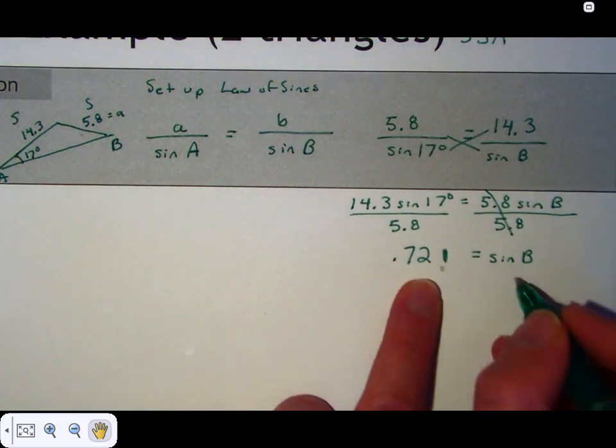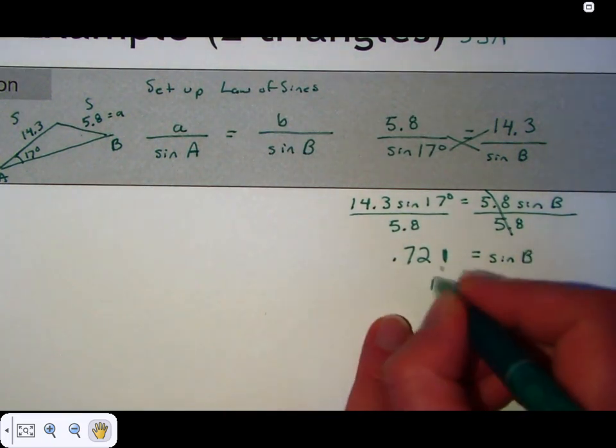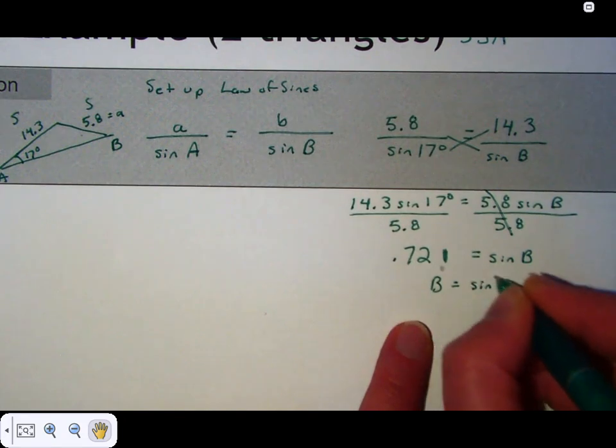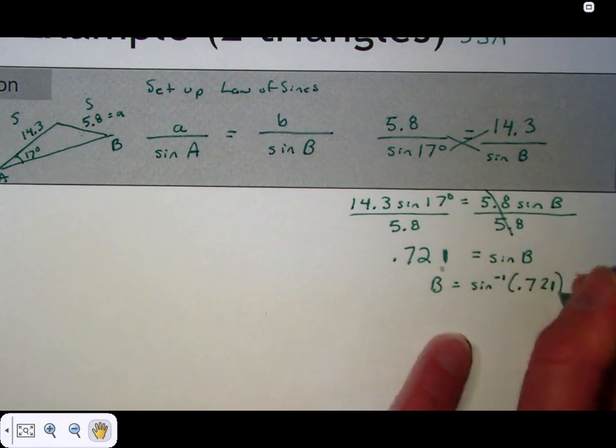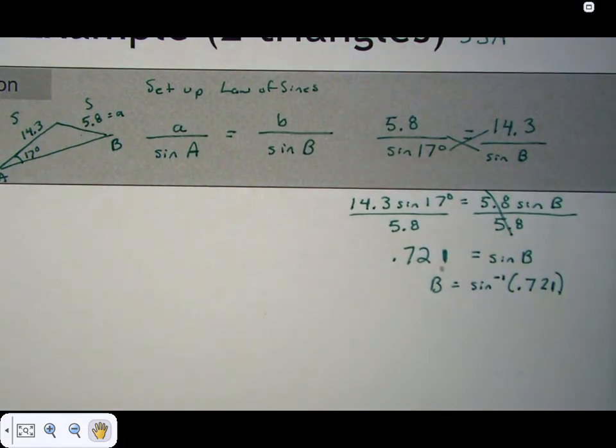So if you know the sine of an angle and you want to know what the actual angle is, you need to take the inverse sine. Now for this one, you need to be in degree mode because that's what we're doing everything else in. We don't want a mixture of degrees and radians.